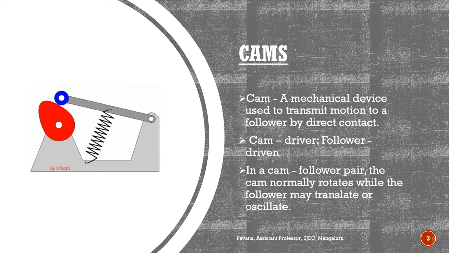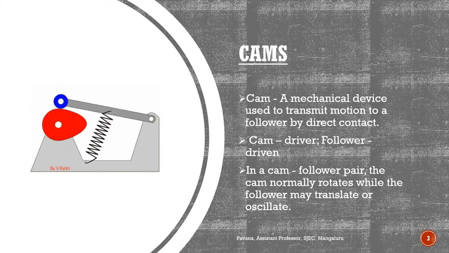So, the introduction to CAMs. What are CAMs? A CAM is a rotating machine element which gives reciprocating or oscillatory motion to another element, which is known as follower. The CAM rotates usually at constant speed and drives the follower, whose motion depends upon the shape of the CAM. Almost always the CAM is the driver and follower is the driven.